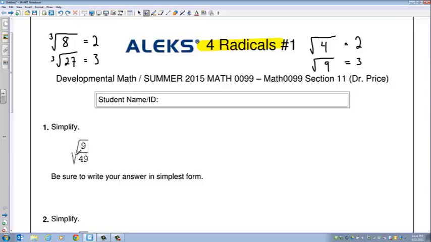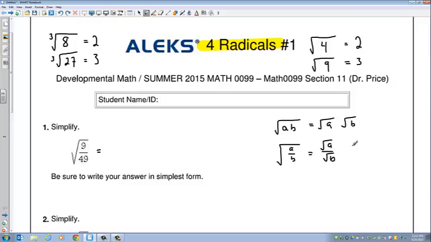So number 1, we want to simplify the square root of 9 divided by 49. The trick to these problems is you have to realize that radicals go through multiplication and division. That means if you have the square root of two things times each other, so let's just say a times b, this will be equal to the square root of a times the square root of b. And it works also for division, so if you take the square root of a divided by b, it will be equal to the square root of a divided by the square root of b. So radicals, we say they go through multiplication, and they also go through division.